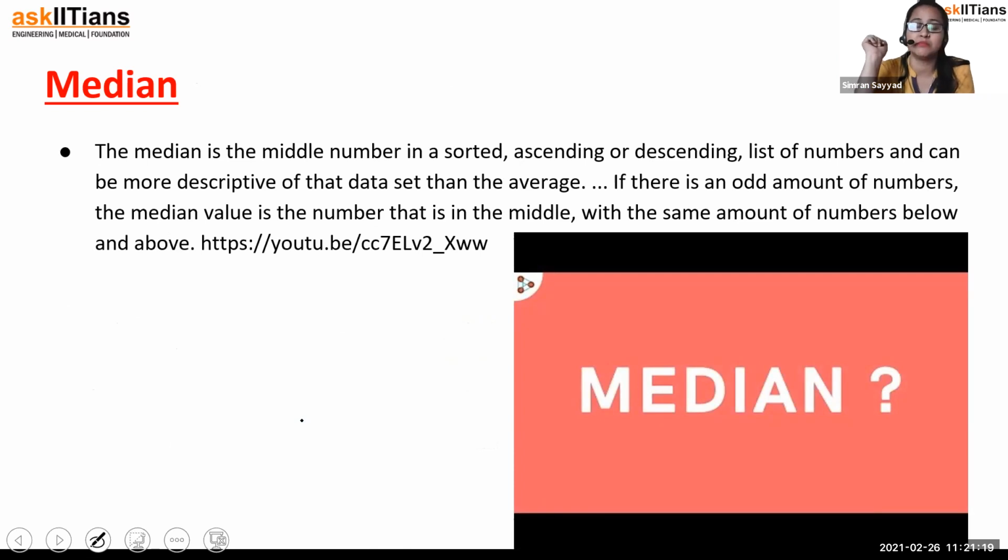Now what is the median? Again here, a very important and a hint is a middle number. Median मतलब क्या होता है? Middle number होता है. अभी वो फाइंड करने के भी बहुत से तरीके होते हैं. A median is a middle number in a sorted ascending or descending list of numbers and can be more descriptive of that data set than the average. If there is an odd number of amount of numbers, the median value is a number that is in the middle with the same amount of numbers below and above.